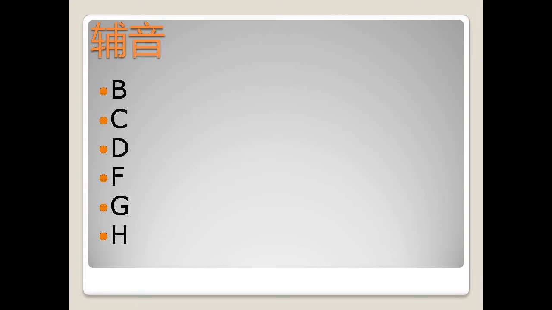Next, fu. In English, it is pronounced as F, but in Chinese, it is pronounced as fu. Next one, gu. In English, it is pronounced as G, but in Chinese phonology, it is pronounced as gu. Next, hu. In English, it is pronounced as H, but in Chinese phonology, it is pronounced as hu.